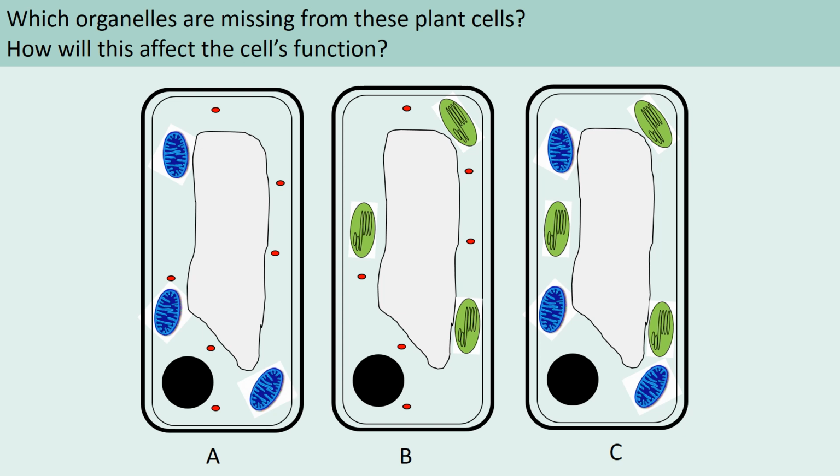A little test for you. Got 3 cells here. As you can see, they are obviously plant cells, and each of them is missing an organelle, the structure inside the cells. So what I would like you to do is write down A, B, and C. Can you identify which structure each of them is missing and how you think that that's going to affect the cell's function? So if you could pause this video now and have a go at that.